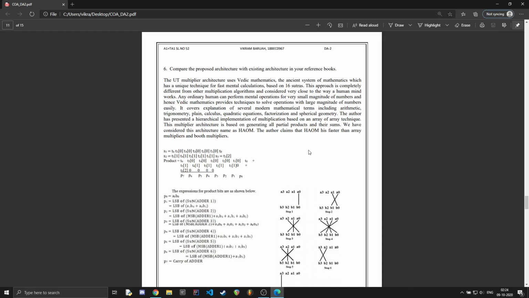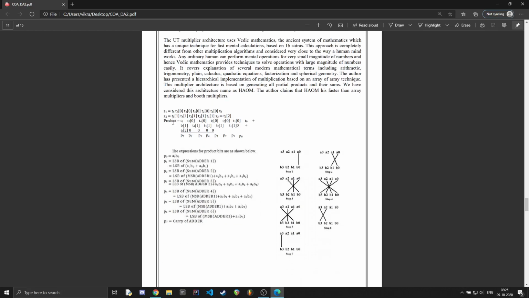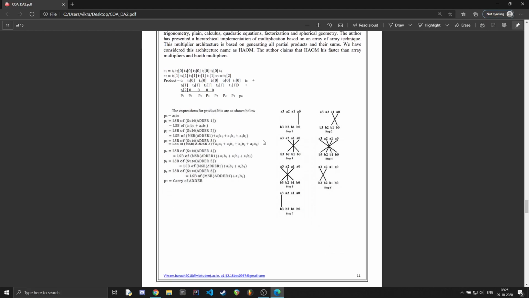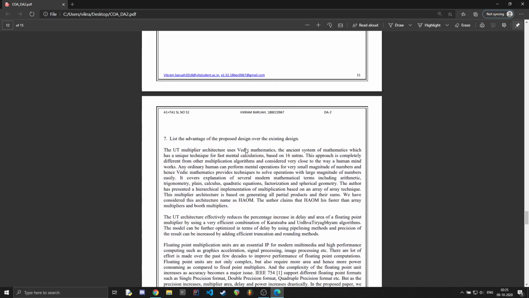It covers explanation of several modern mathematical terms, including arithmetic, trigonometry, plane calculus, quadratic equations, factorization, and spherical geometry. The author has also presented a hierarchical implementation of multiplication based on array technique. This multiplier architecture is based on generating all partial products and their sums. So we've considered this architecture name as HAOM, and the author claims that the HAOM architecture is faster than array multipliers and Booth multipliers that have been taught to us in our course. And here the algorithm is given, which I explained in the previous answer.